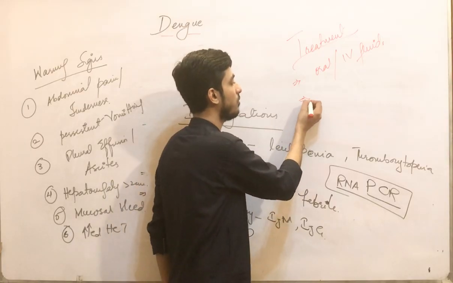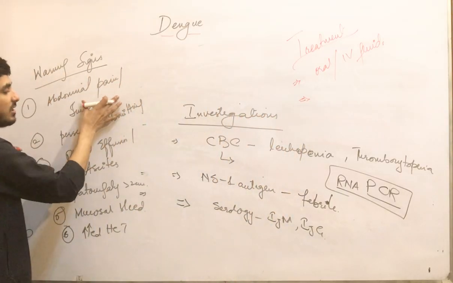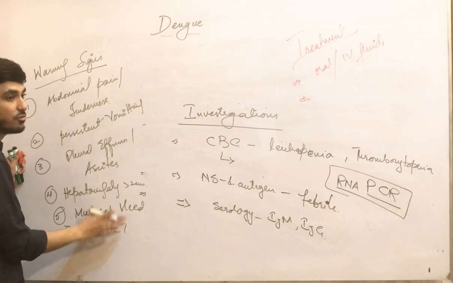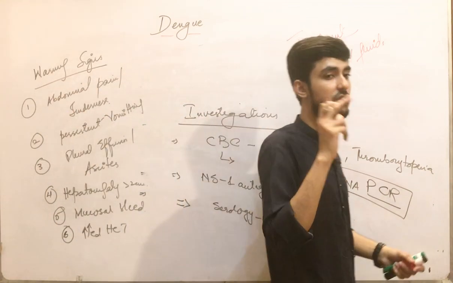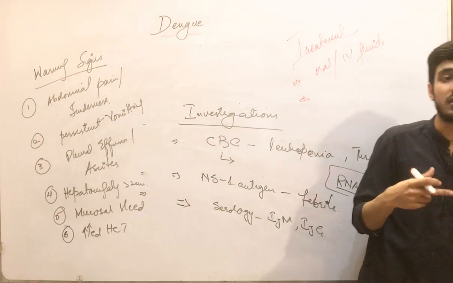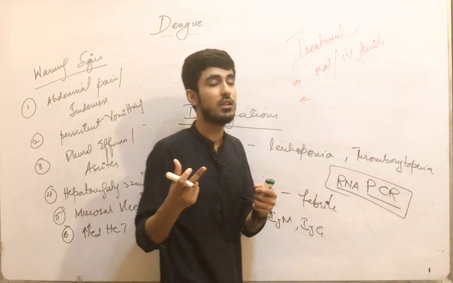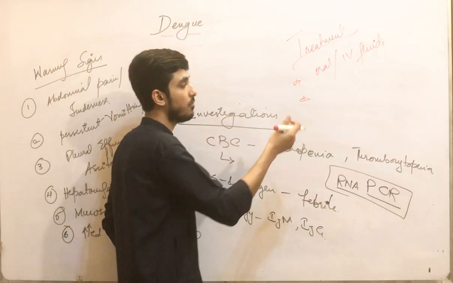Monitor for what? I told you the warning signs. These are the warning signs, you have to monitor them. You have to monitor for bleeding, because the patient with dengue will be having thrombocytopenia and will have an increased tendency to bleed. So that's why you have to monitor the patient.